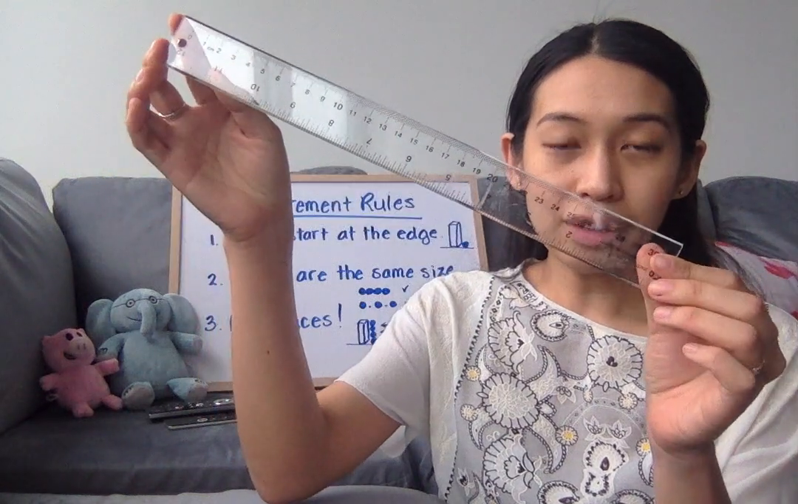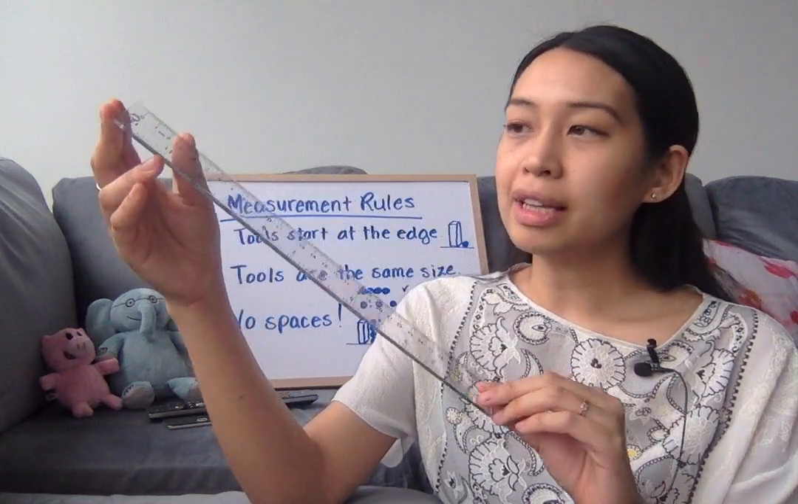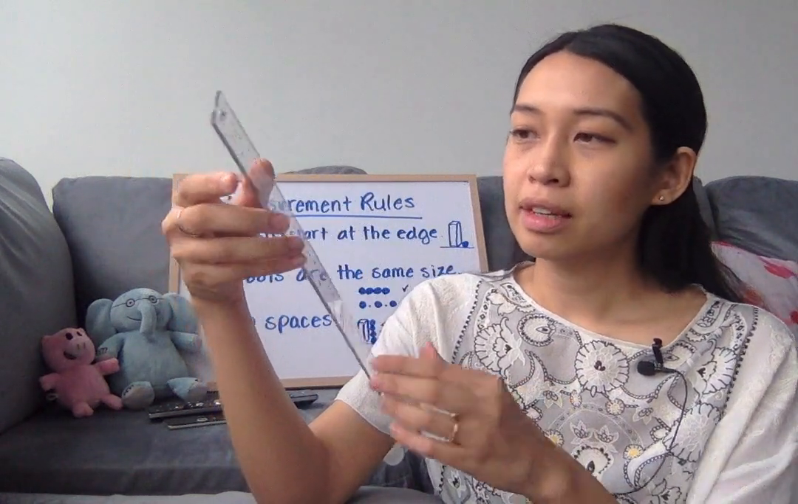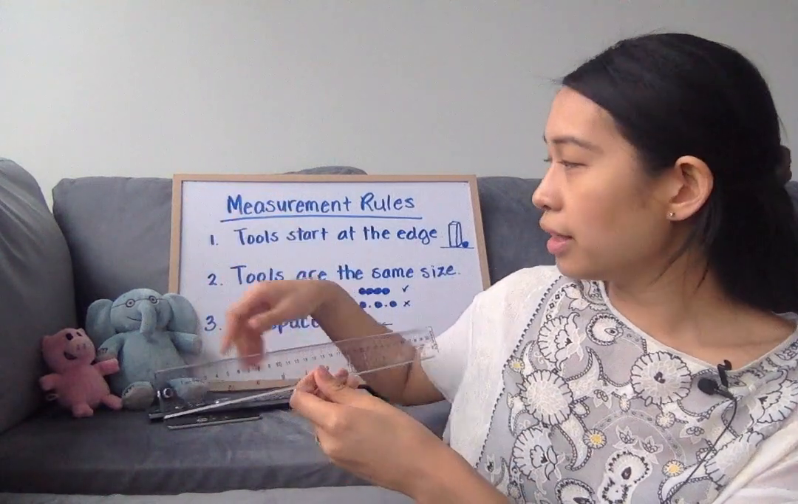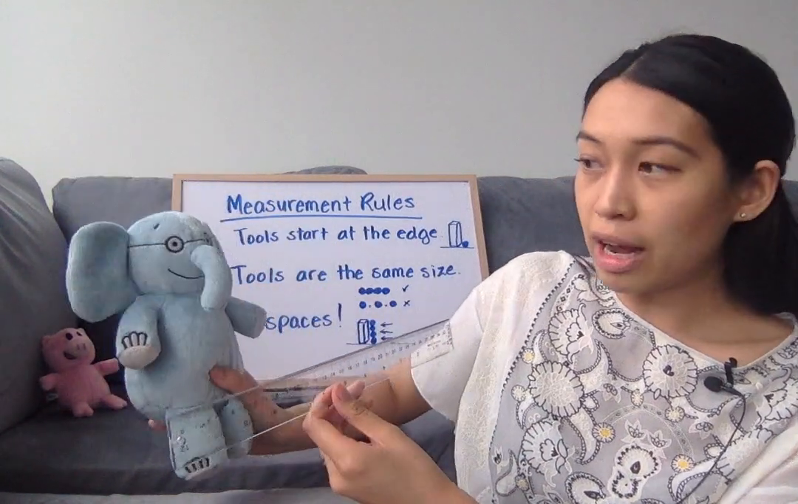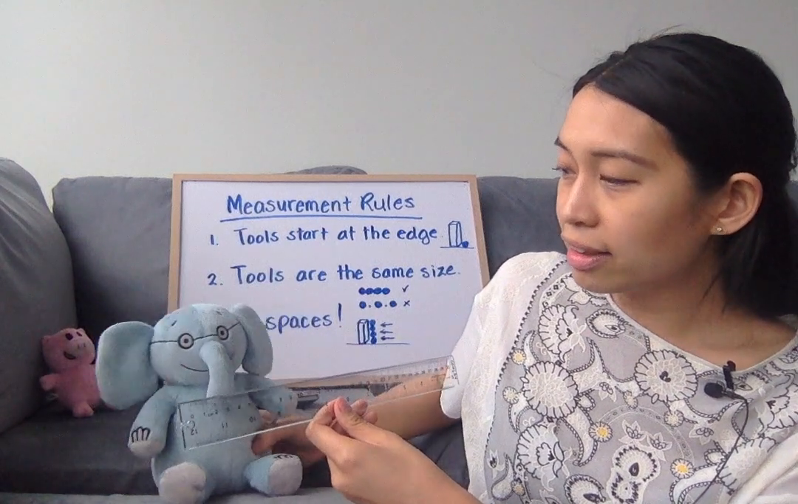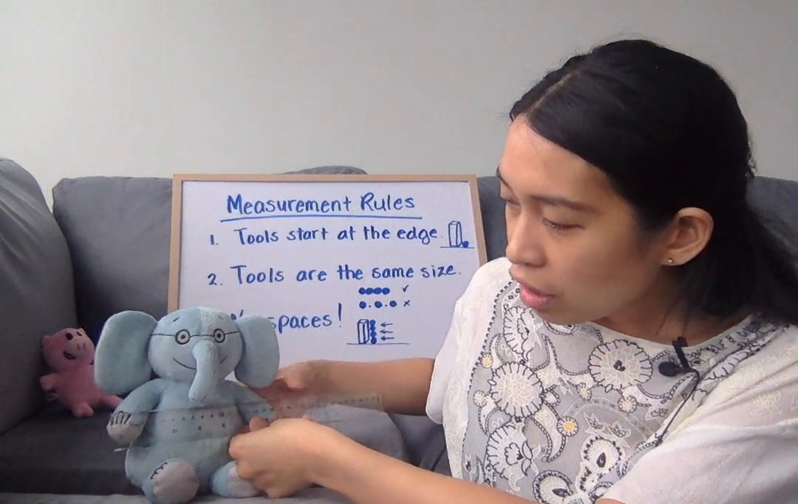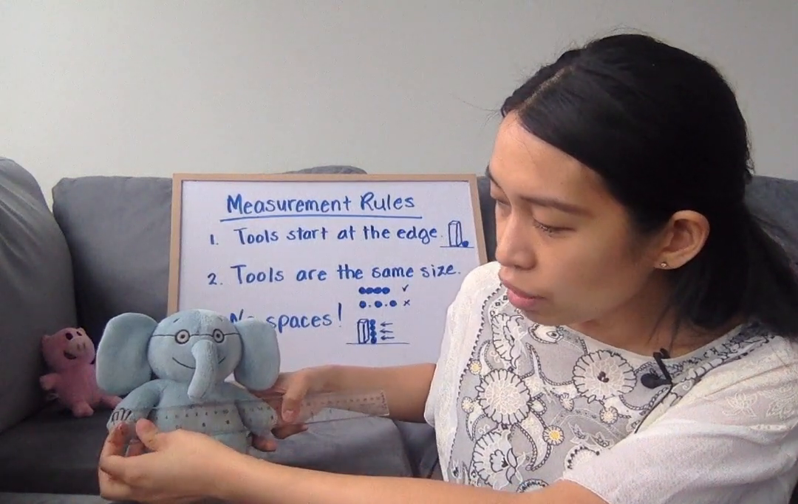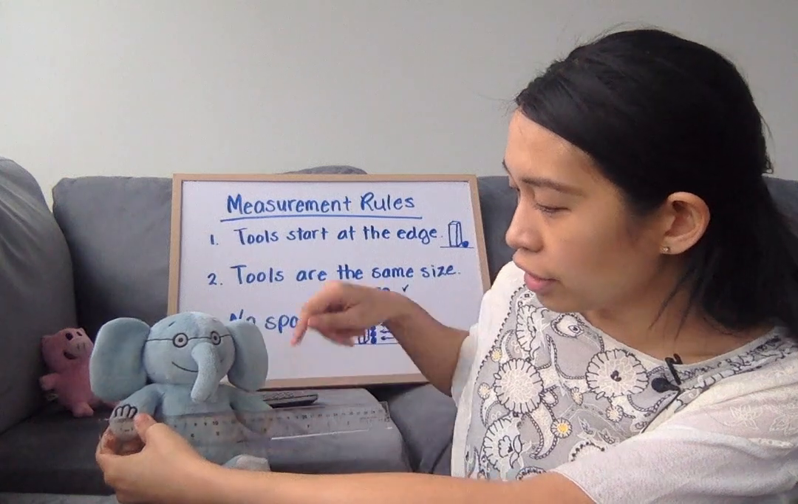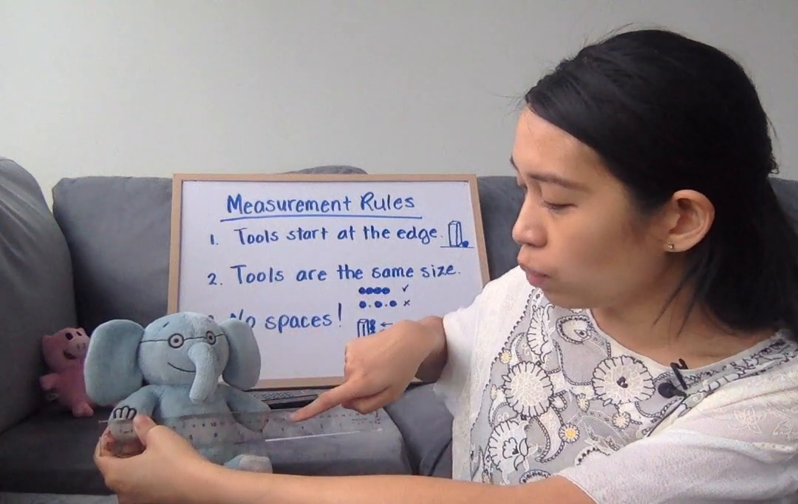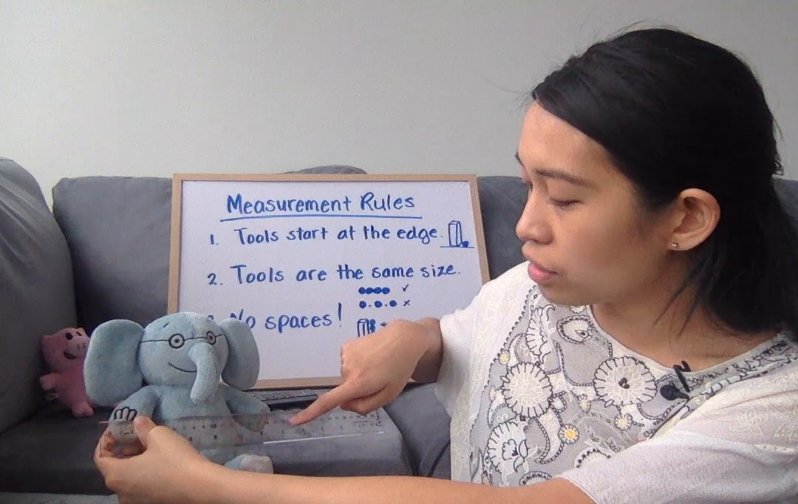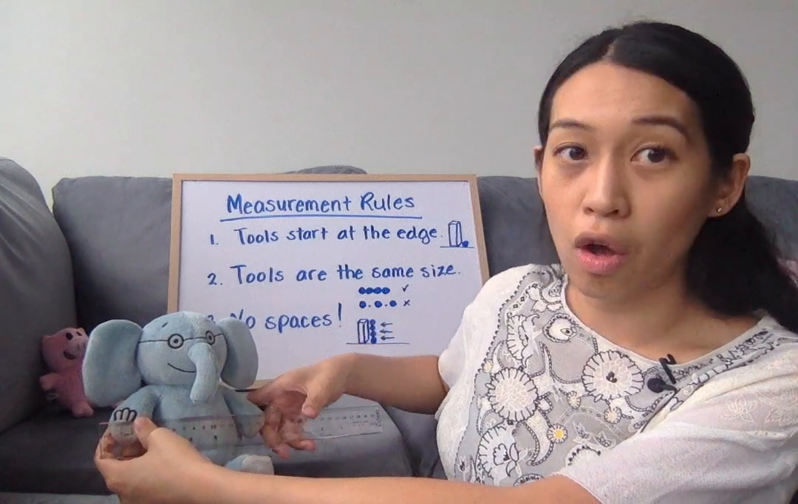This one is called a ruler. And you probably have this at home. You might use it for drawing, or you might use it for measuring how long something is. So if you wanted to measure the length of the elephant, you're going to have to start on the edge where it says 0 on the ruler, and then you're going to read and make sure that it's straight all the way, and you're going to read how long he is. So he is 18 centimeters long.